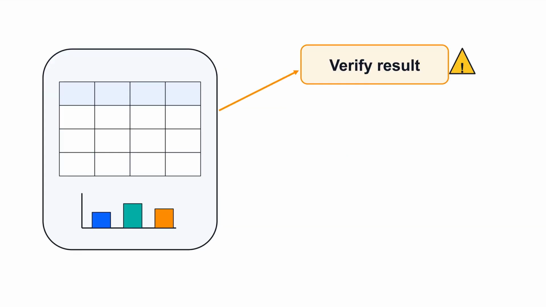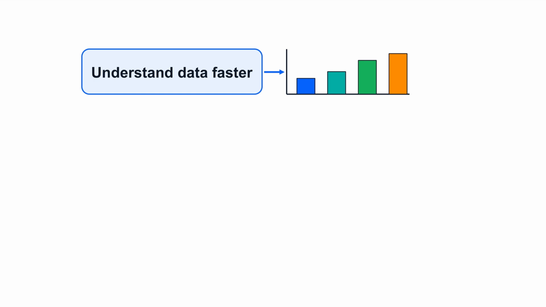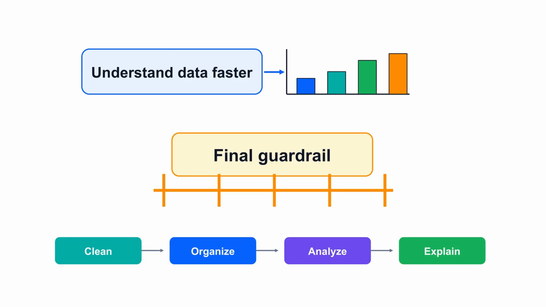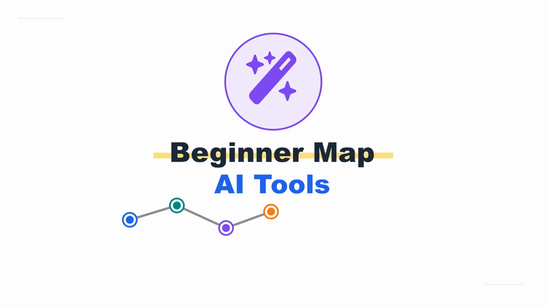Still, verify the result. Check formulas, check columns, check totals. AI can help you understand data faster, but you are the final guardrail. Use it to clean, organize, analyze, and explain, not to blindly trust every number it spits out. That's the full beginner map of AI tools.